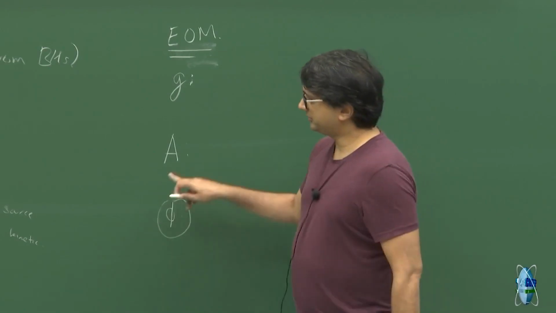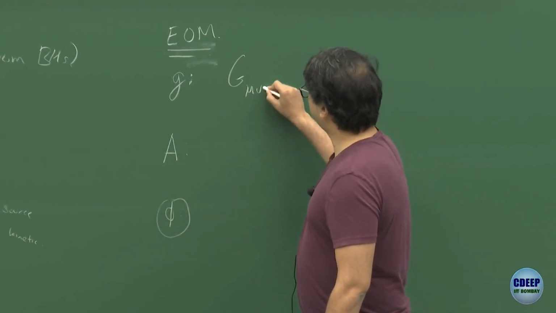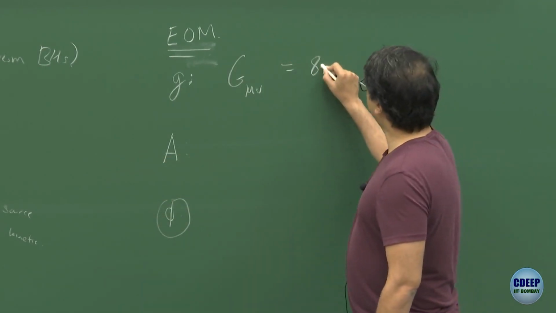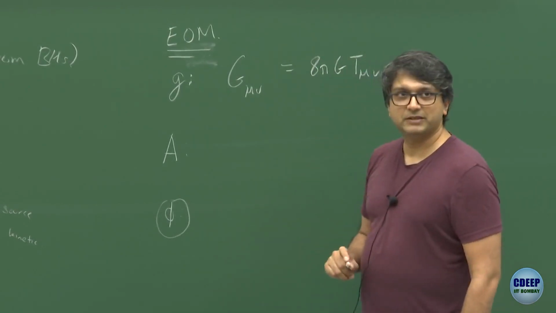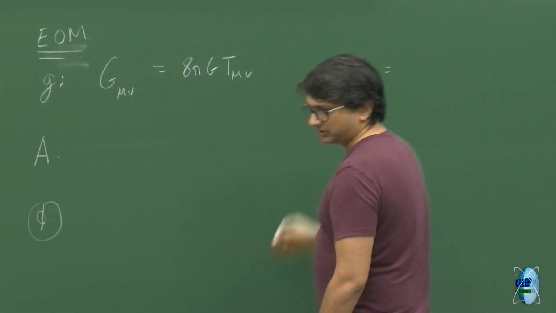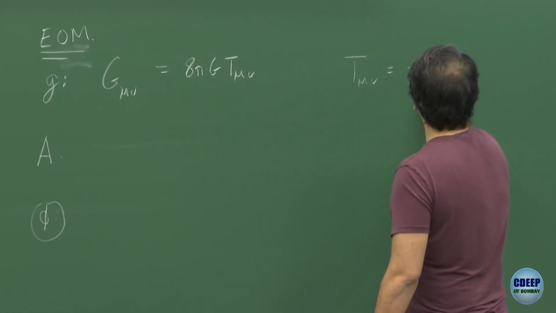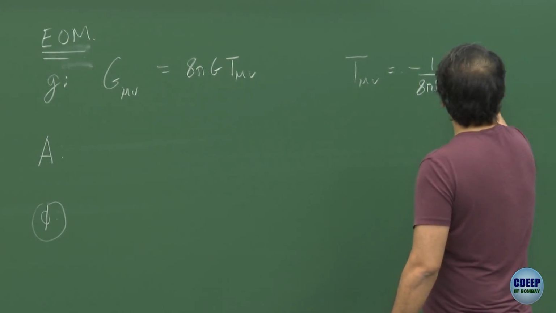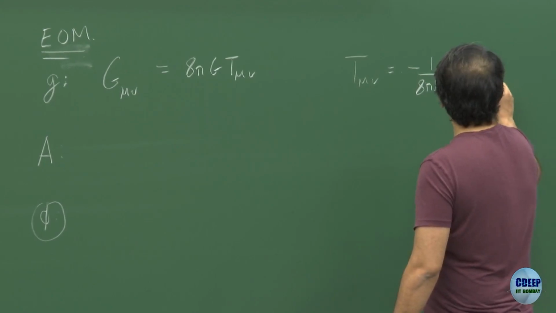So when I do this, what I get for the equations of motion is, of course, when I vary with respect to the metric, we just get from the Einstein-Hilbert term G mu nu equal to 8 pi G T mu nu, where T mu nu is the stress energy tensor. Now, what is the stress energy tensor? Well, we've written down an expression for it before. So T mu nu is minus 1 over 8 pi times the square root of minus g times delta S matter by delta g.